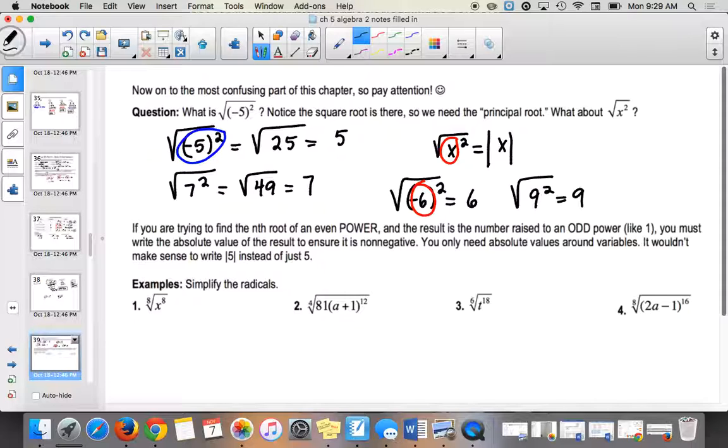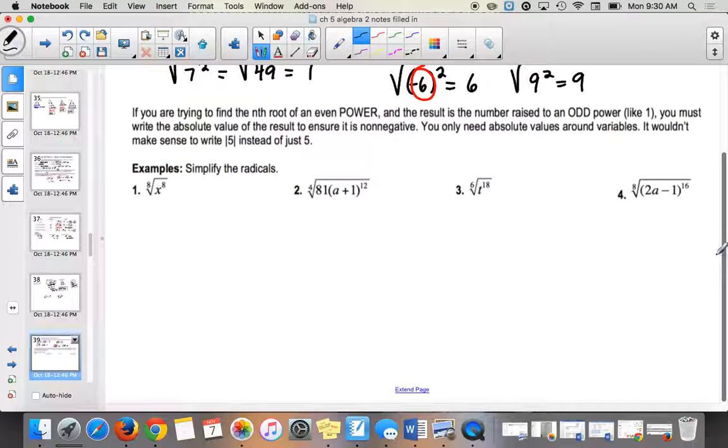All right, so here's the key. It says if you're trying to find the nth root of an even power, and the result is the number raised to an odd power, like x, or x cubed, or x to the 5th, you have to write the absolute value to ensure that it's not negative. It says you only need absolute values around variables. It wouldn't make sense to write the absolute value of 5 instead of just 5, right? Okay, so let's start out with this one.